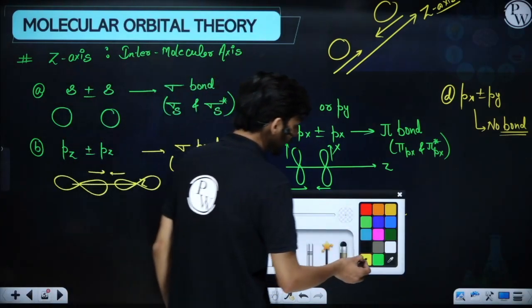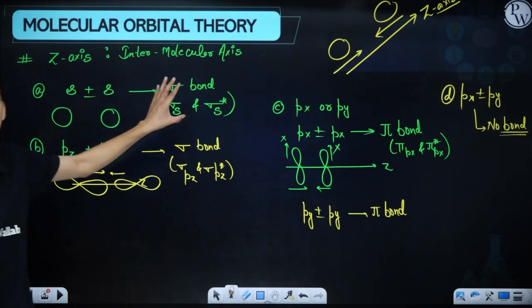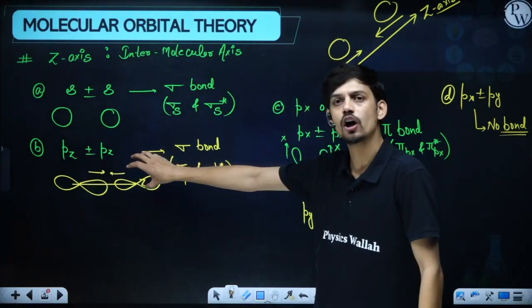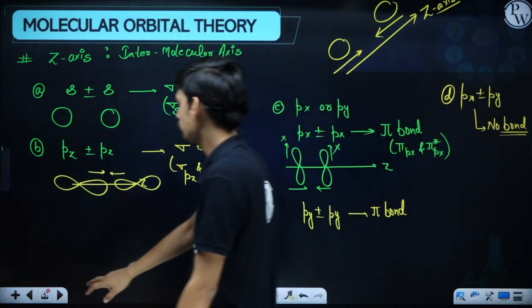So up to 20 electrons, we are going to have these three types of overlapping: the sigma bond formed by s orbital, the sigma bond formed by one of the p orbitals, and the pi bond formed by another type of p orbital.